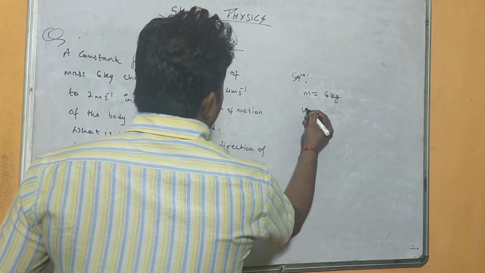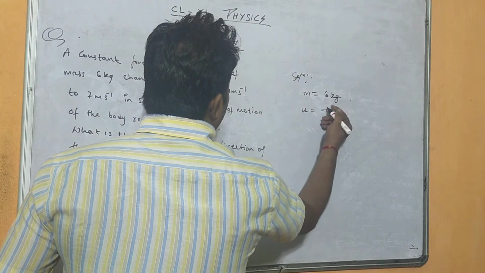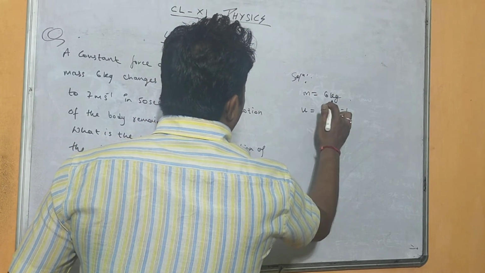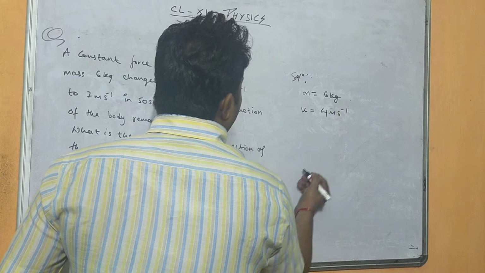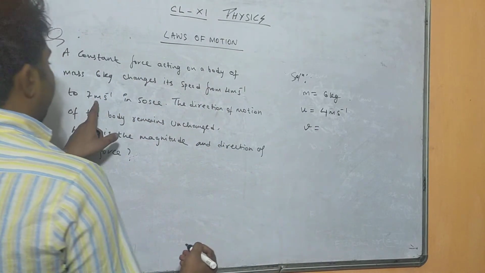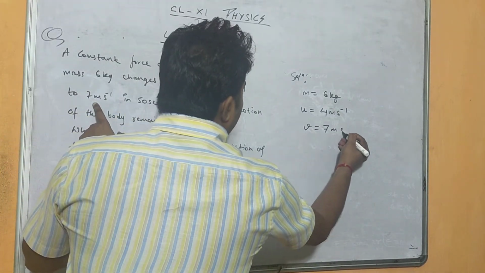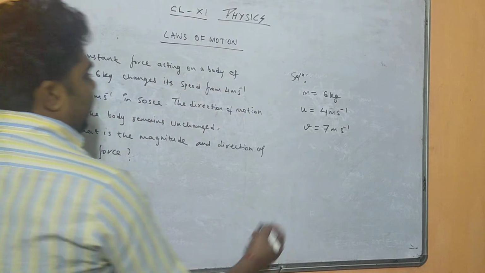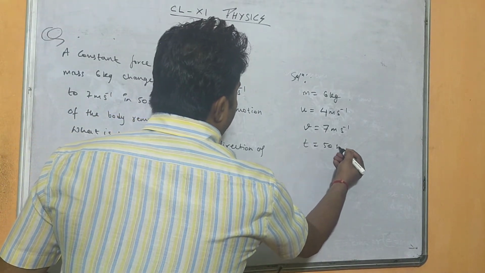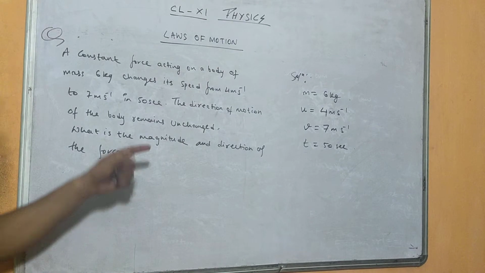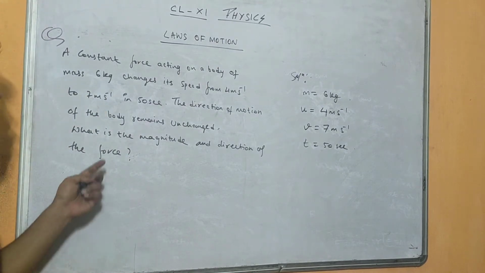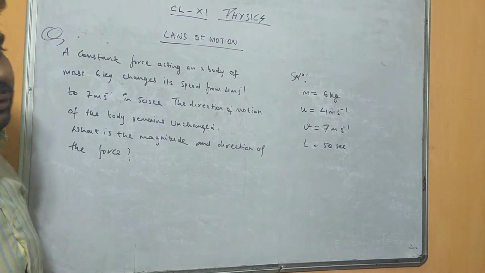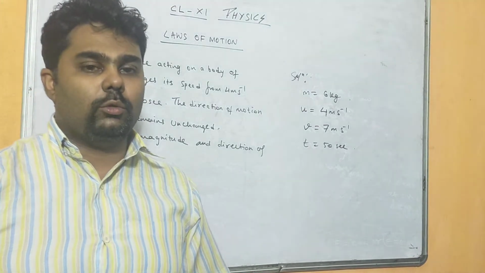That means initial velocity is 4 meter per second, and final velocity it has attained 7 meter per second in 50 seconds. That means time is also given here, 50 seconds. The direction of motion of the body remains unchanged. What is the magnitude and direction of the force? Okay, so we need to find these quantities.